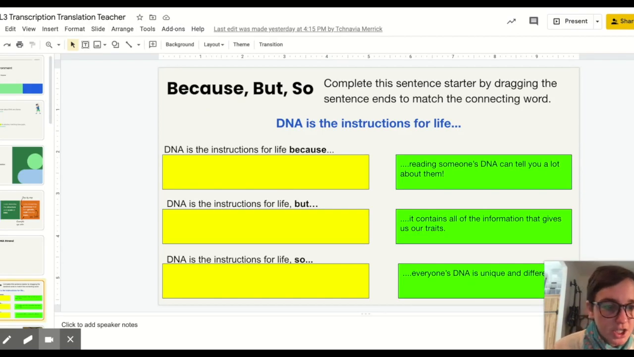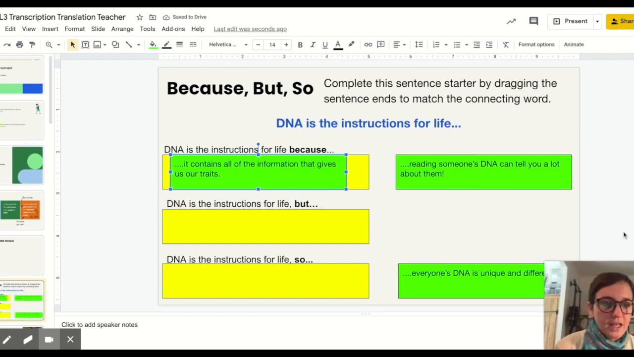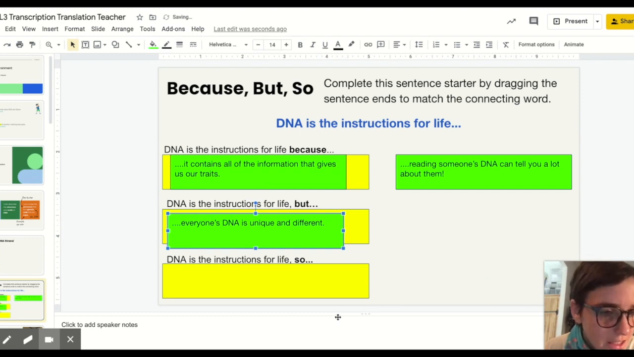So you've done your matching, and I'm going to explain the choices I made. DNA is the instructions for life because I want to use the sentence end that is going to give me the next step in the information. So for me, that's because it contains all of the information that gives us our traits, right? That's why it becomes the instructions for life. DNA is the instructions for life, but everyone's DNA is unique and different, right? So all life has DNA, but everyone's DNA is different.